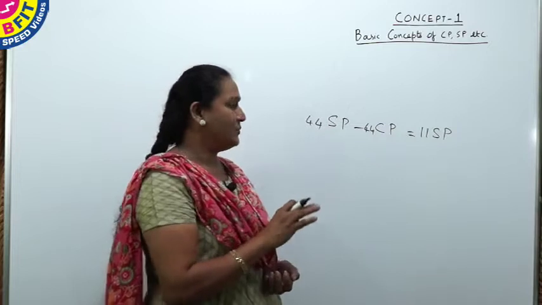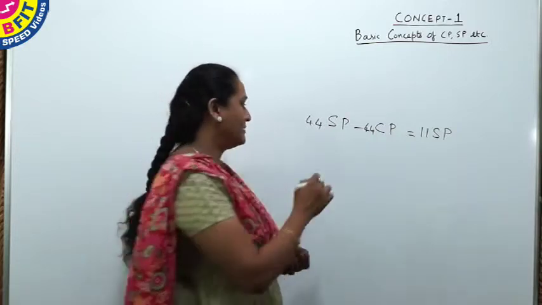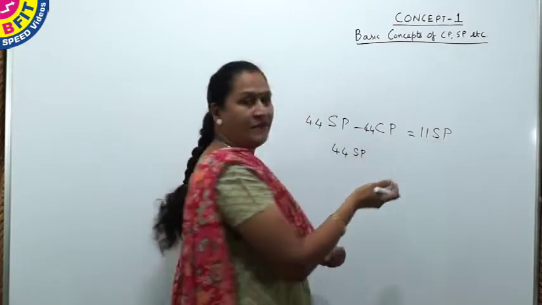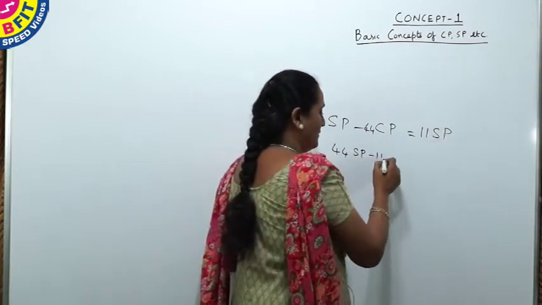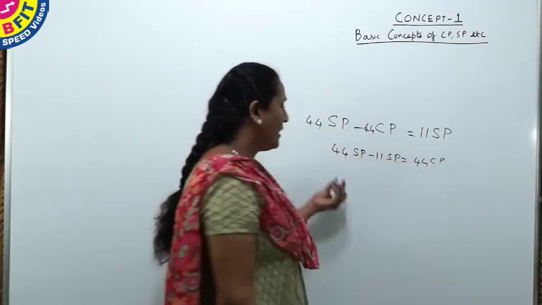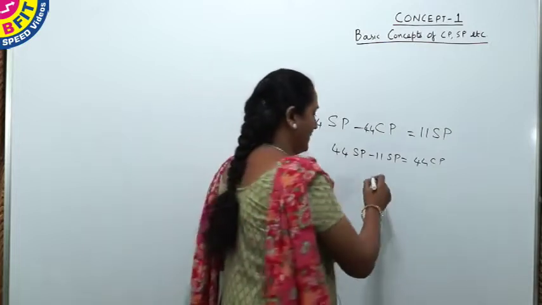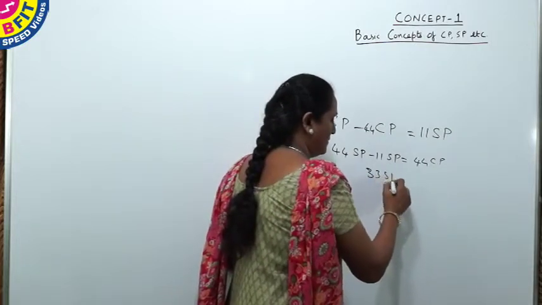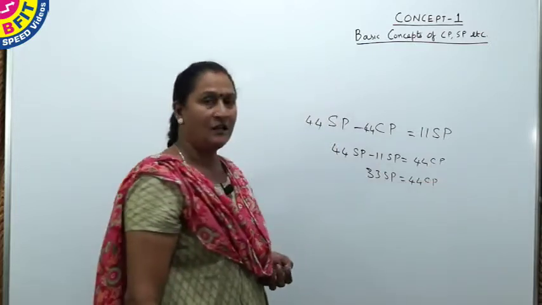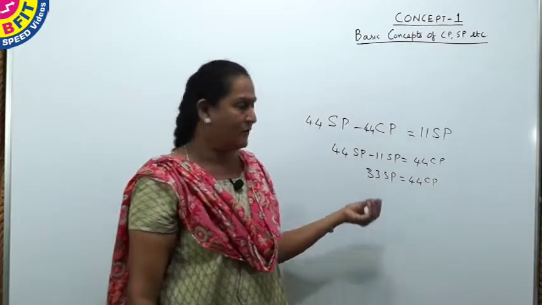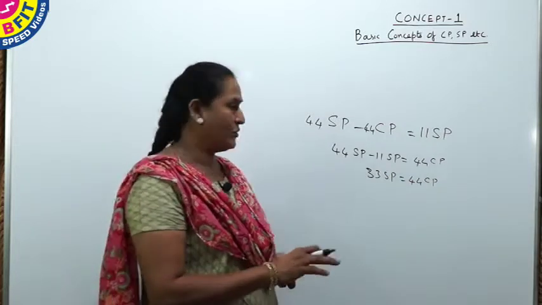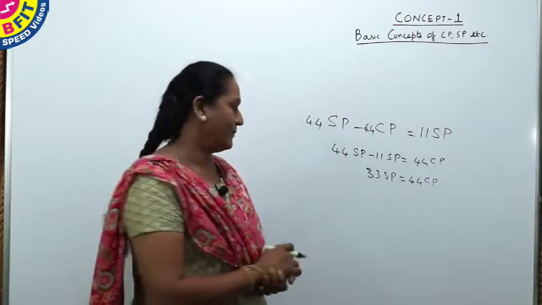Now get the relation between cost price and the selling price. So 44 SP, and this 11 SP is brought to this side. And here we have 44 minus 11. Now we have got the relation between cost price and selling price, and we get the ratio. So once we get the ratio, we can work it out in a simple way.